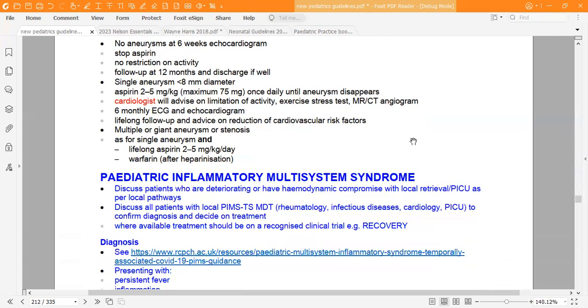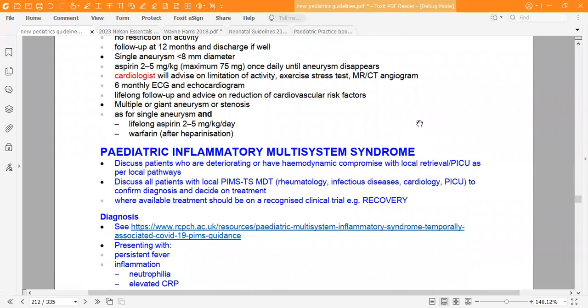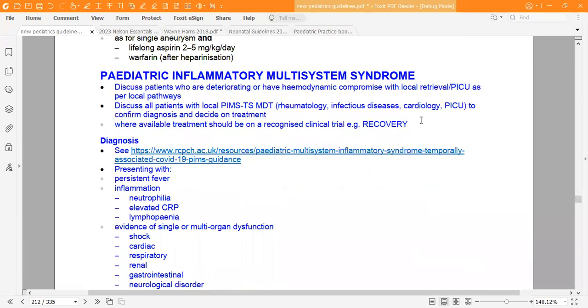Okay. We have the pediatric inflammatory multi-system syndrome. We try to read it so quick. Pediatric inflammatory multi-system syndrome. Discuss patients who are deteriorating or have hemodynamic compromise with local retrieval PICU as per local pathway. Discuss all patients with local PIMS-TS MDT. These are the rheumatology, infectious disease, cardiology, and PICU, to confirm diagnosis and decide on treatment.